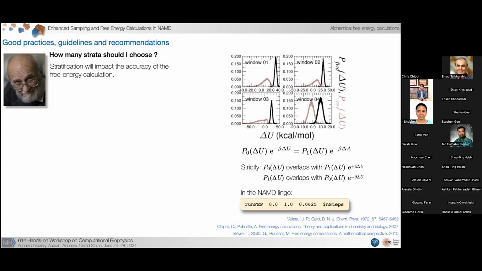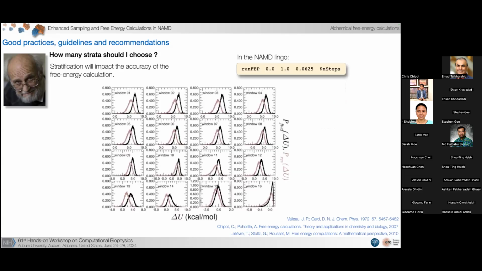So 4 windows, bad. Now I'm moving to 16 windows. And lo and behold, if I'm using 16 windows, I have a much better overlap for each window between my forward and my backward transformation. And now I can be more confident in the free energy estimate that I'm getting.